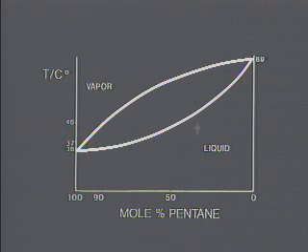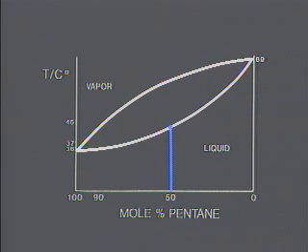The bottom line is the equilibrium temperature composition curve for the liquid. The upper line is the temperature composition curve for the vapor. As an example, examine what happens if the 50-50 mixture of pentane and hexane is heated.